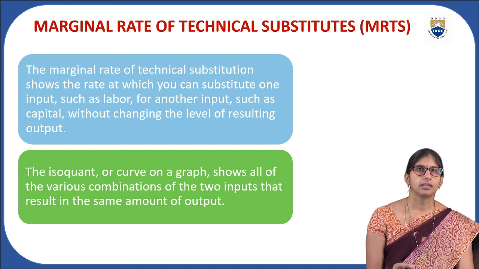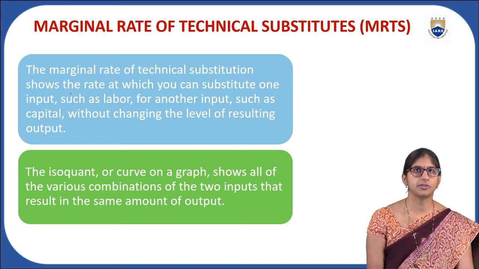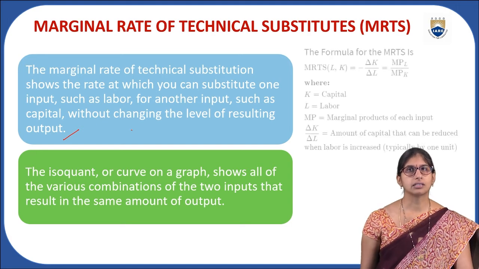The marginal rate of technical substitution is the rate at which one can substitute one input, such as labor, for another input, such as capital, without changing the resulting output. So without any change in total production, one can substitute labor with capital or capital with labor. Here both are treated as perfect substitutes. That is the marginal rate of technical substitution.